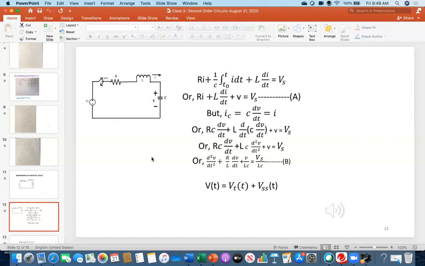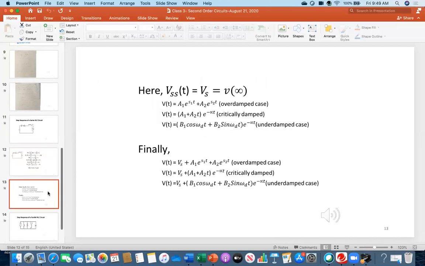That is the value of Vss(t). So when you are solving a numerical problem, just by looking at the circuit, find the final value, the value of the voltage across the capacitor at infinite time. That is the meaning of the second term. The first term is as we have discussed so far: overdamped, underdamped, or critically damped. In the next slide, everybody see, I have written Vss(t) is Vs at infinite time.